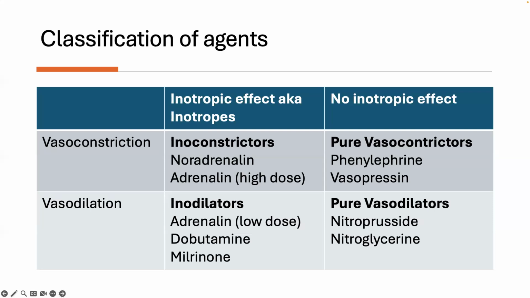Pure vasodilators would be nitroprusside and nitroglycerine. Just remember that people are always very keen on nitroglycerine as a vasodilator. When we talk about vasodilators, we're not saying an arterial dilator or a venodilator. We're just meaning the vascular beds as a whole. And it's important to understand that these drugs work both on veins and on arteries.